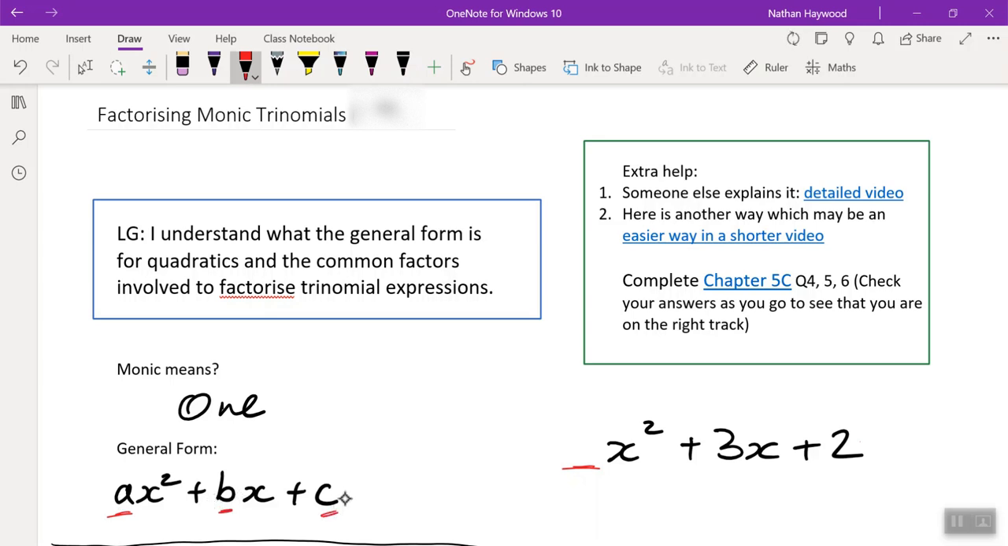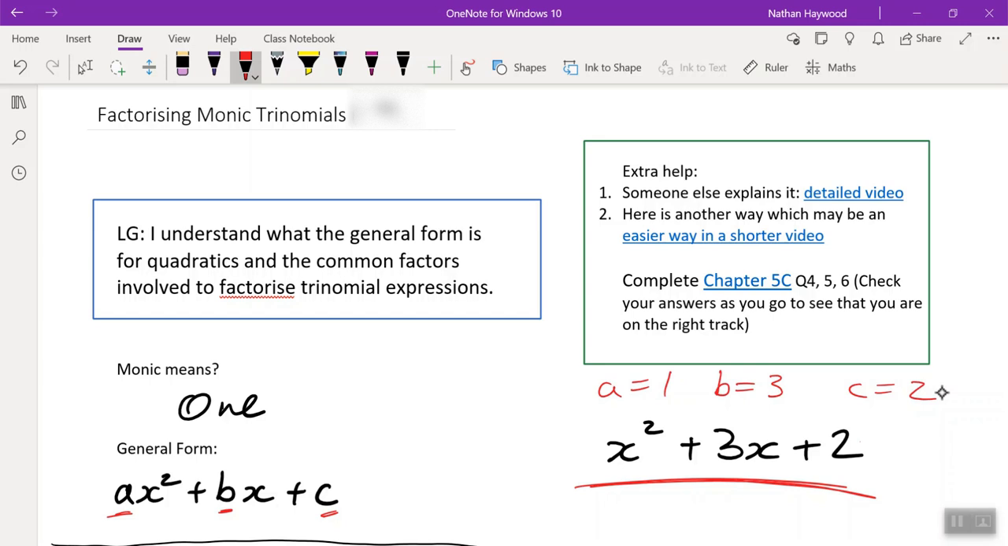For this example, what's the a value for this one here? So the a is 1. What's the b? And what's the c? Okay, is there any questions so far?